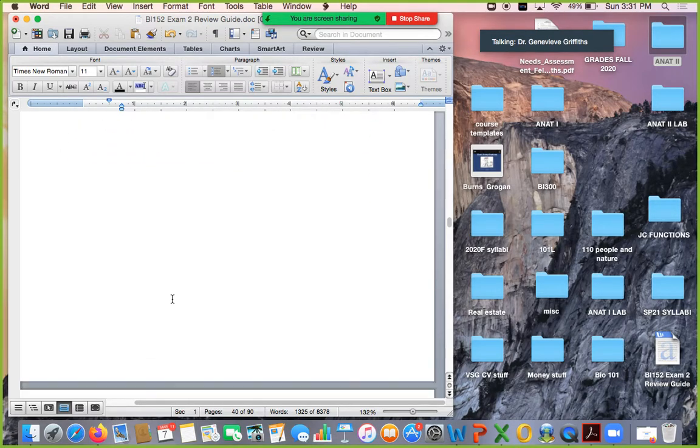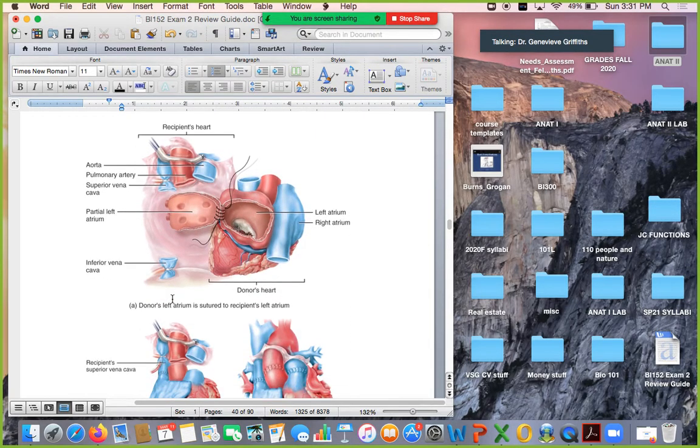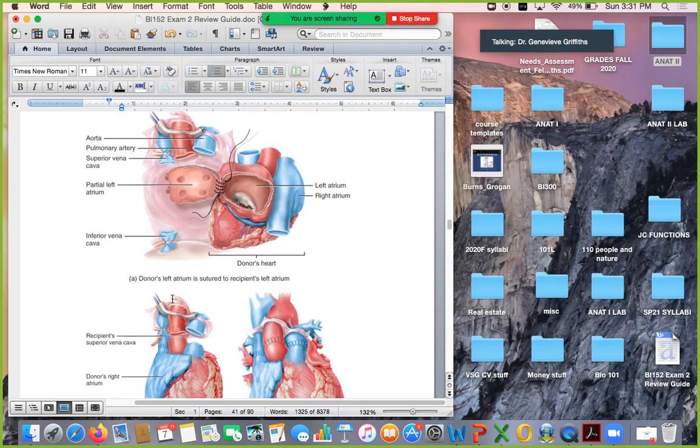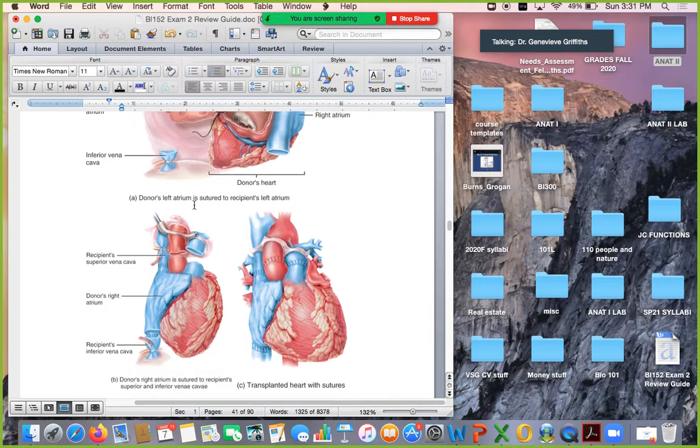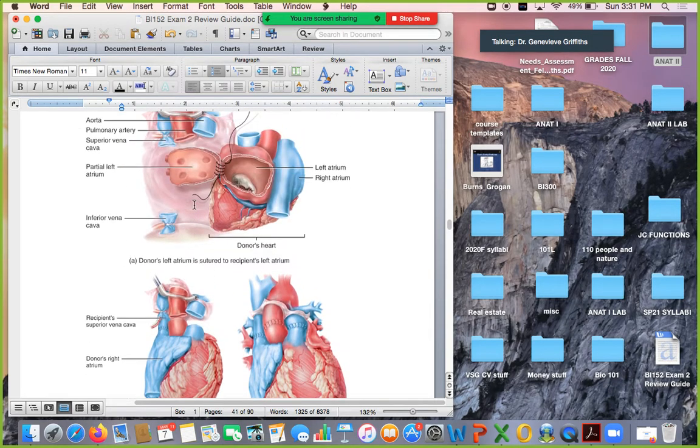Okay, this is going to talk about failing hearts and different methods, or levels, I suppose, of transplant. This is a half donor transplant whereby the left atrium is sutured. So we're only going to be taking a donor left atrium. It's going to be sutured directly to the recipient's left atrium, and then we connect the blood flow to the donor heart and away from the recipient's failing atrium.